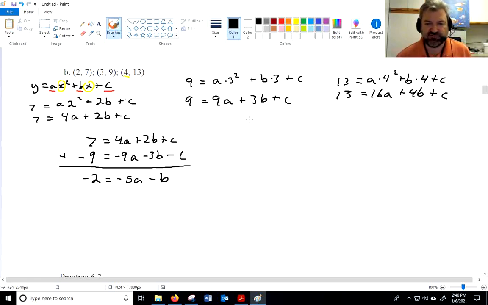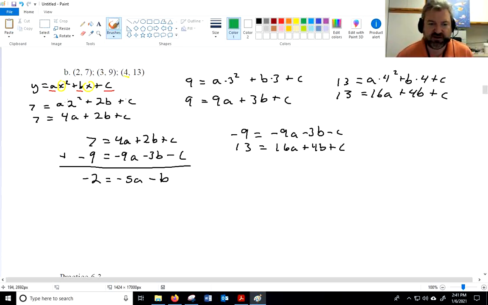So that was the first two. Let's do the next two this time. So I'll do 9, and I'll keep it negative again. I multiply that by a -1. So I have -9 equals -9a minus 3b minus c. And then I'll put my other equation right underneath that, 16a plus 4b plus c.